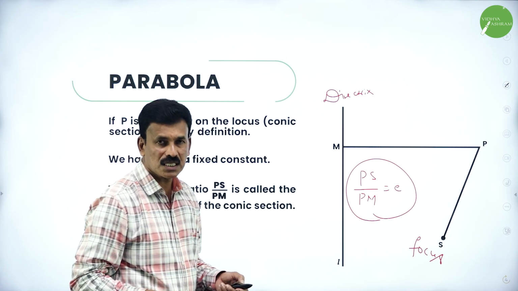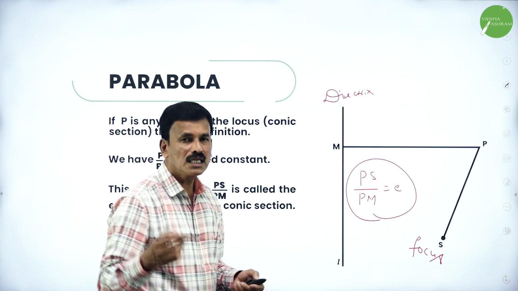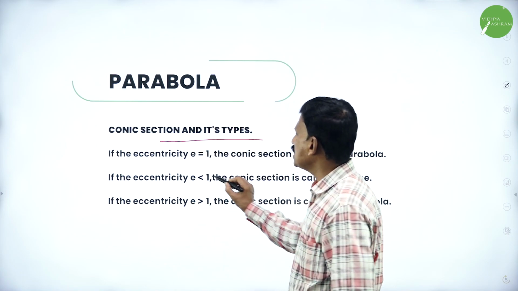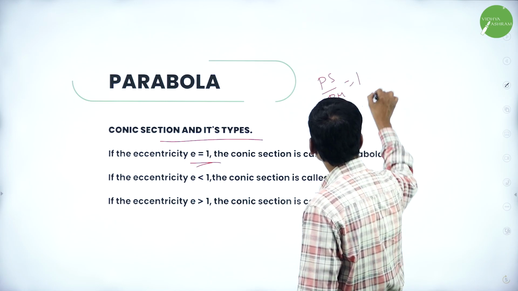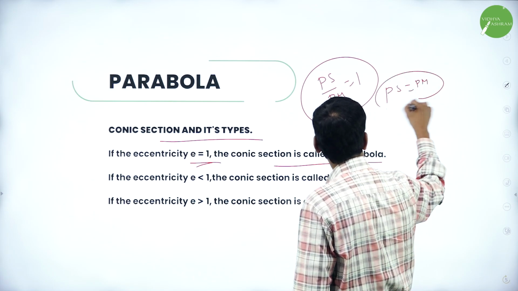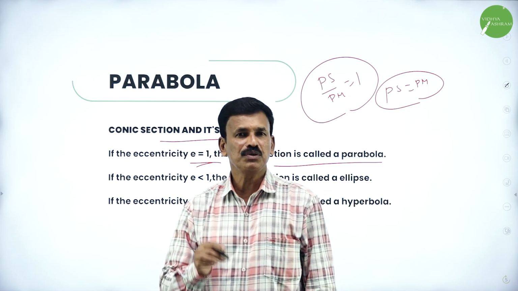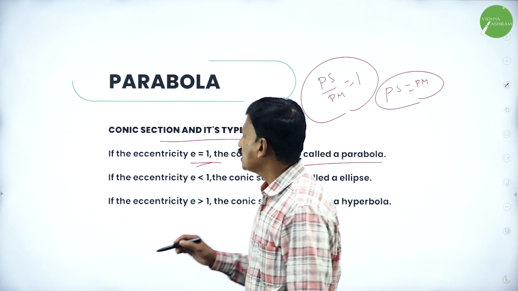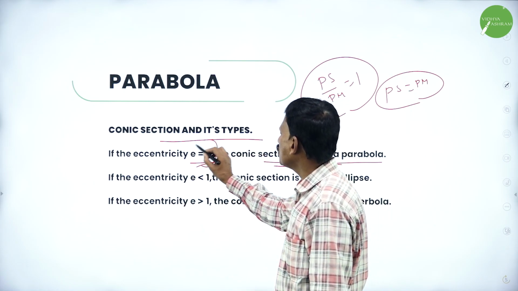Now, depending upon the eccentricity, the conics are divided into parabola, ellipse and hyperbola. For a conic section and its type, if the eccentricity is equal to 1, that means PS by PM is equal to 1, so PS is equal to PM, then the conic is called a parabola. So for a parabola, the eccentricity is always equal to 1.